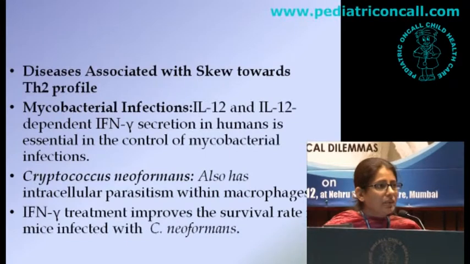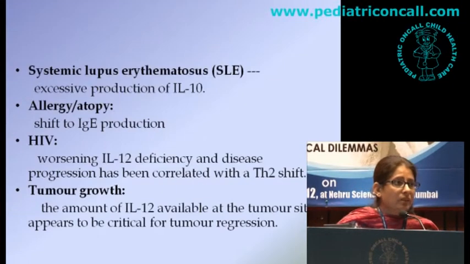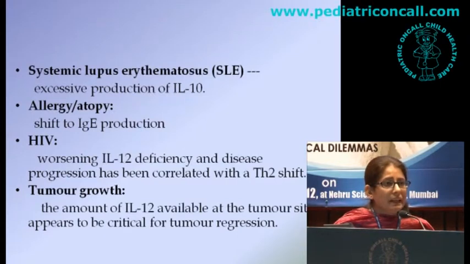Whereas in conditions where there is a Th2 response, there is an IL-12 interferon gamma loop deficiency, which gives rise to infections with intracellular organisms like Mycobacterium tuberculosis, Cryptococcus neoformans, Salmonella, etc. In SLE, there is an increased IL-10 production because of an exaggerated Th2 response, and so we have systemic lupus erythematosus. Allergy, atopy, is also because of a Th2 response.